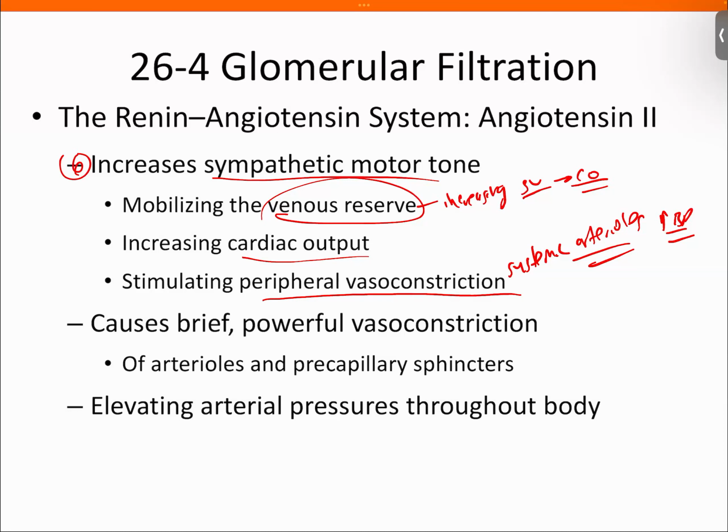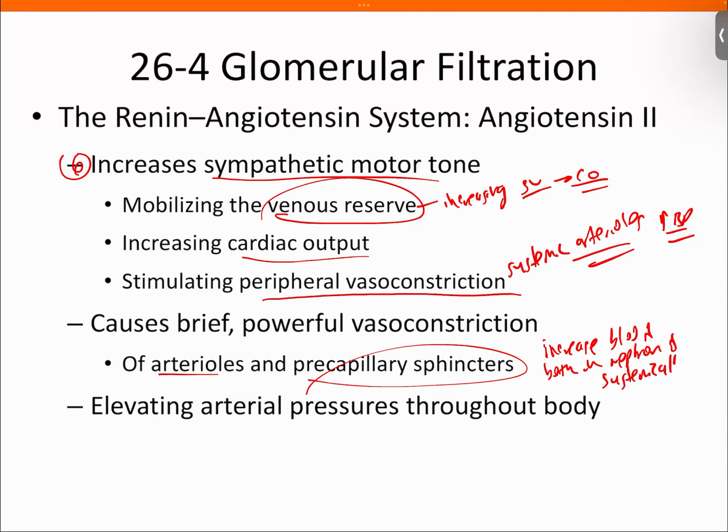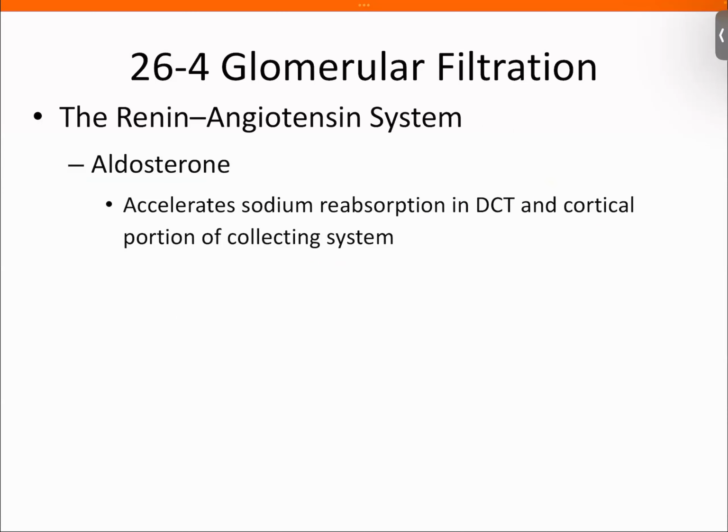It can also create bursts of vasoconstriction, especially of local arterioles and the precapillary sphincters. This increases blood flow, both in the nephron and systemically. And then that basically will have the effect of elevating your blood pressures throughout the body. So this is the reason why angiotensin 2 is a very common target when you're looking at blood pressure regulation if you're a heart patient.